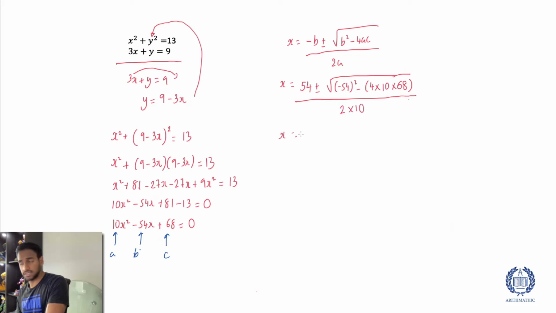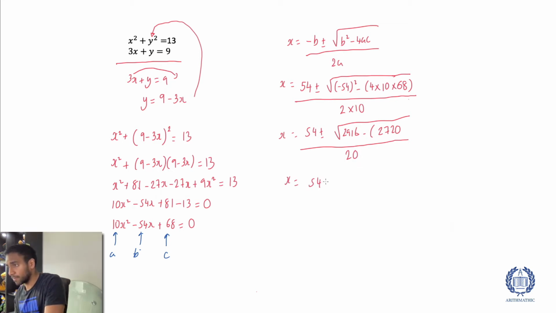So if we simplify this now, we have x equals 54 plus and minus. So minus 54 squared is 2916 minus, so I've got this written down here to make it easier, 4 times 10 times 68 is 2720, over 2a, which is 20, right? So now we have x equals 54 plus and minus square root. So if we take that away, that's going to be 196 over 20.